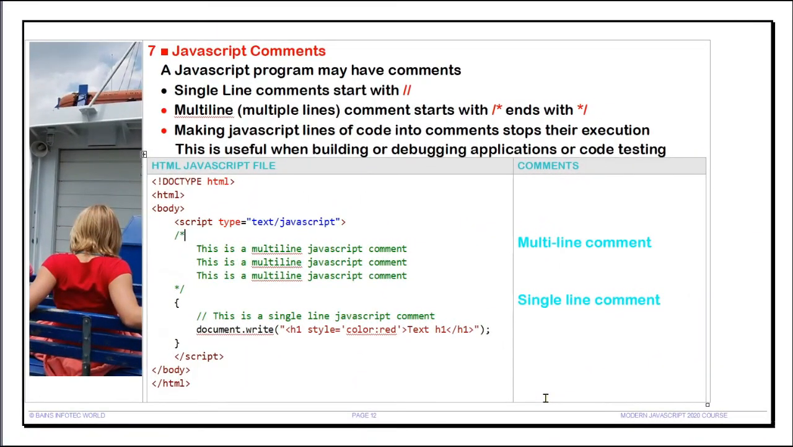Section 7, JavaScript comments. Now, a JavaScript program may have comments. A comment is a piece of text in a program that's not used by the compiler. It's not used by the JavaScript engine for anything. It's purely there for information purposes for human beings.